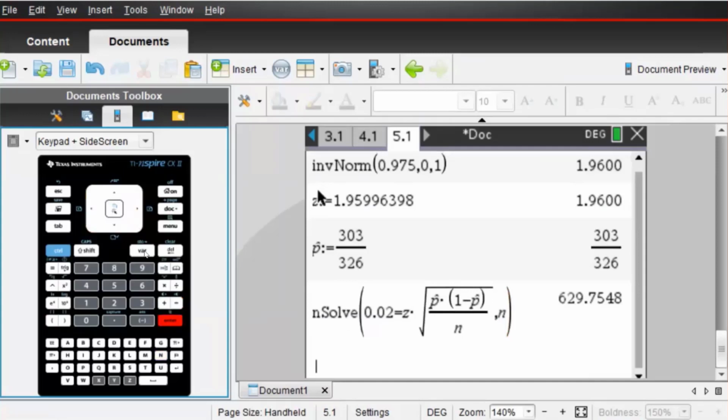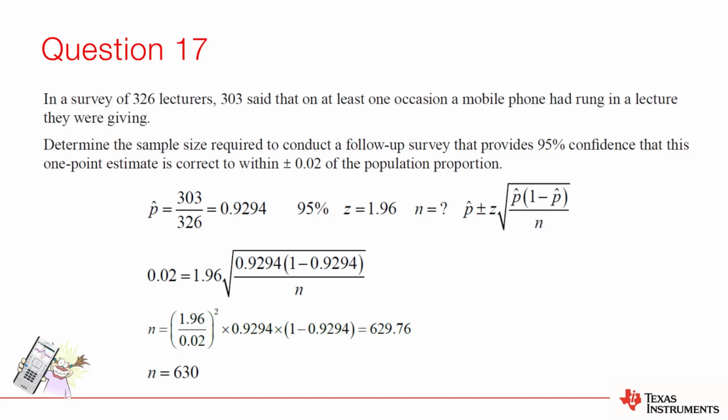So n is 629.75. A nice way of solving that equation rather than going through all that sort of arithmetic. Once again, that's probably not the final answer. We have to round that answer up to give the follow-up sample size to be 630.